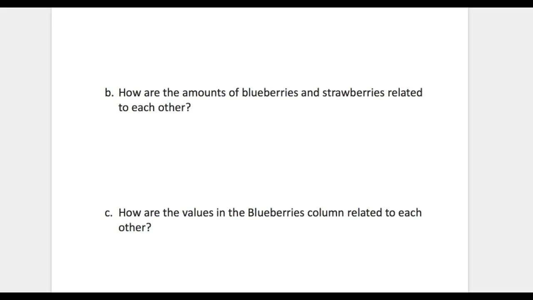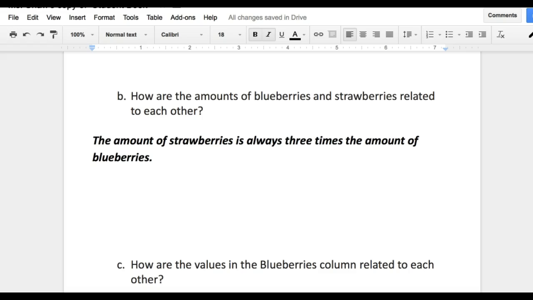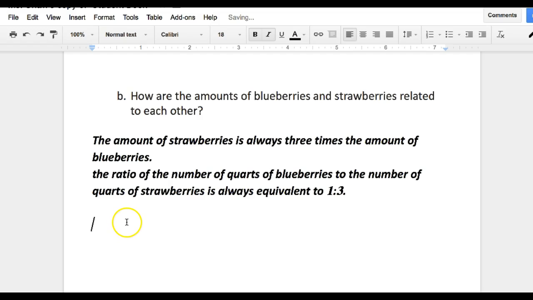Question B says, how are the amounts of blueberries and strawberries related to each other? What kind of patterns do you see in their relation when you go from blueberries to strawberries? Well, did you notice that the amount of strawberries is always 3 times the amount of blueberries? In addition, you could have noticed that the ratio of the number of quarts of blueberries to the number of quarts of strawberries is always equivalent to 1/3.